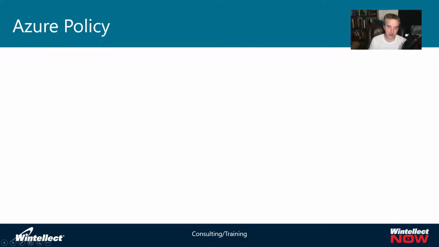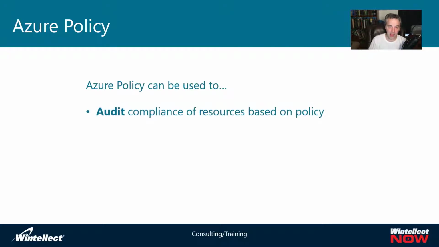So in Azure, you can basically use policy for doing two kinds of broad actions. You can use it for auditing, and you can also use it for enforcement. So when we talk about auditing, we're talking about the ability to check Azure resources against specific kinds of rules that we want to have in play in our Azure environment.